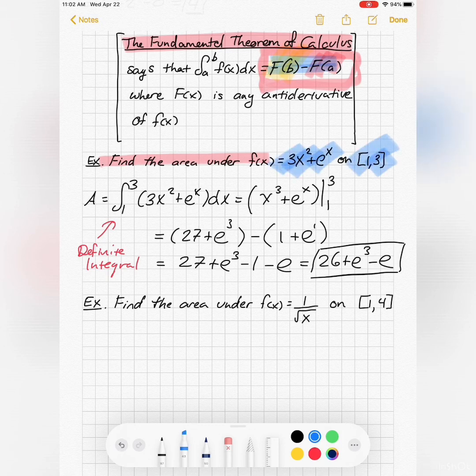Now, if I wanted to, I could put that in a calculator. E is 2.7-ish. I could use the e to the x button. But I'll go ahead and just leave the answer in exact form. It's the exact answer.